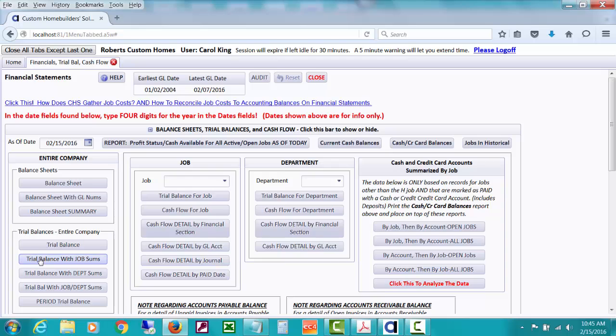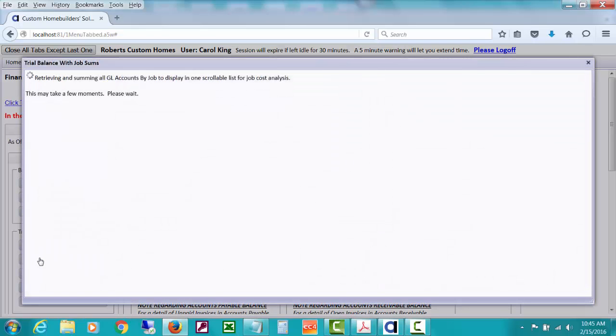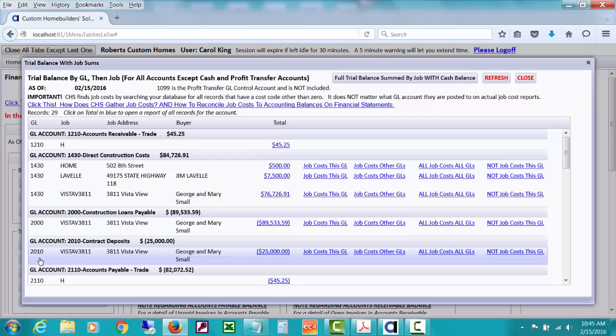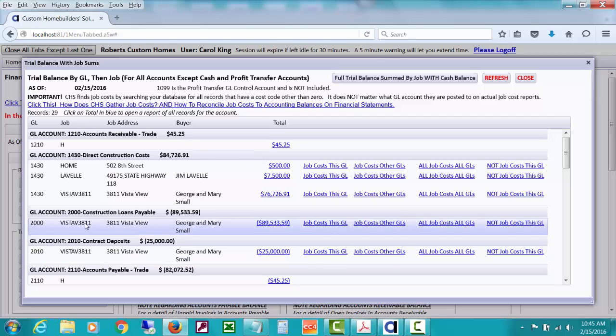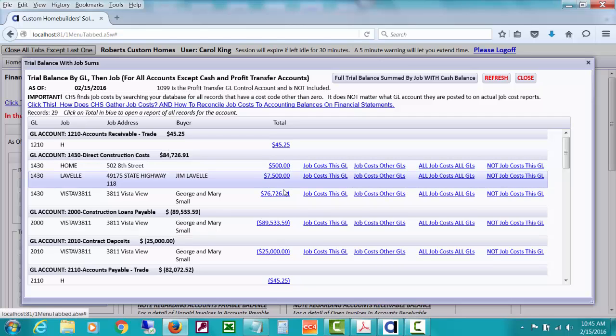And by trial balance, it means it shows you the balances in every account on your chart of accounts, accounting-wise, for all your regular accounting entries. But if you'll notice, this particular window that opens has each of those accounts and the balances in their account, and underneath it shows how much of that balance is for each job.